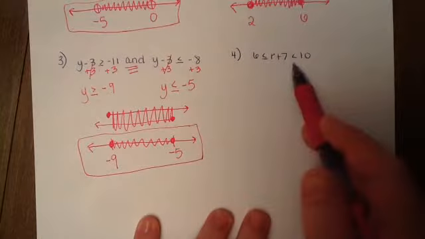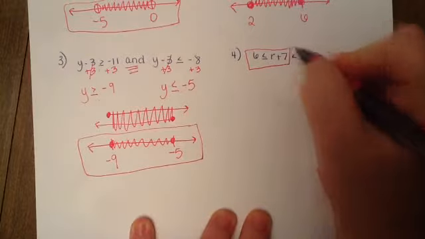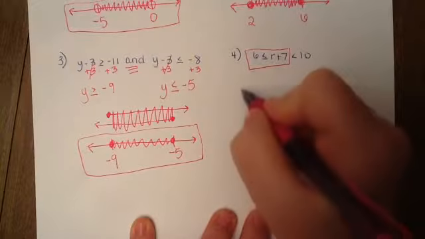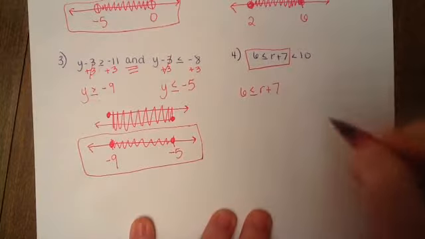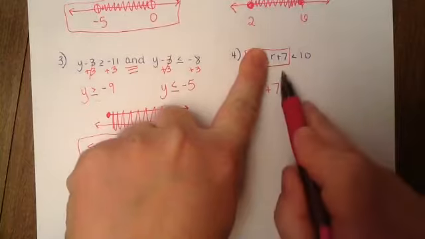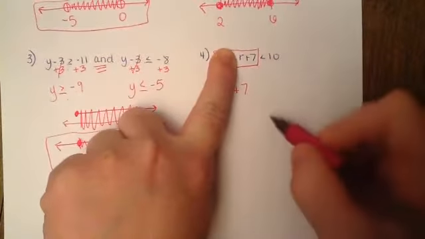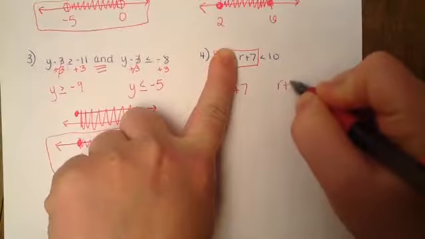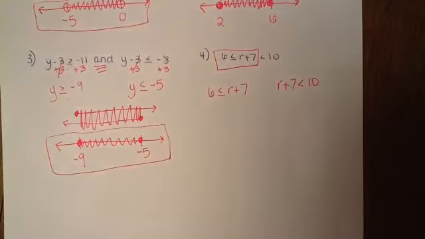There are two inequalities that are hidden here. The first one is right here: 6 is less than or equal to r plus 7. Now, r plus 7 also goes with the 10. So my second inequality is r plus 7 less than 10. So the middle part goes with both the left and the right. Go ahead, solve, and graph.